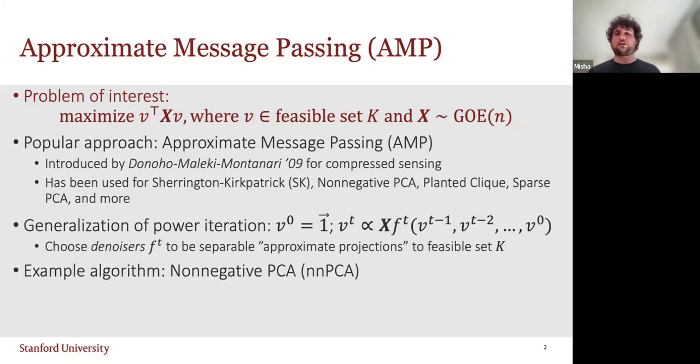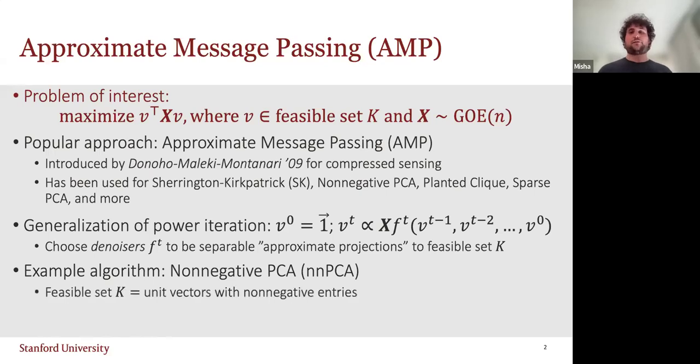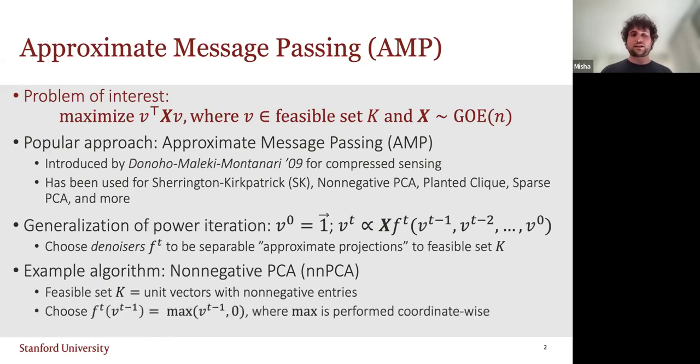As an example, let's consider non-negative PCA. What is this? Well, the feasible set K here falls under this random quadratic optimization form. The feasible set K are unit vectors with non-negative entries. And the algorithm is actually deceptively simple. It's to choose these approximate denoisers, these approximate projections, which just do a ReLU on every coordinate. Right? The max is performed coordinate-wise, and we just iterate this. We take ReLU, we multiply, ReLU, multiply. And this turns out to almost give us the optimum solution. This was Montanari and Richard.